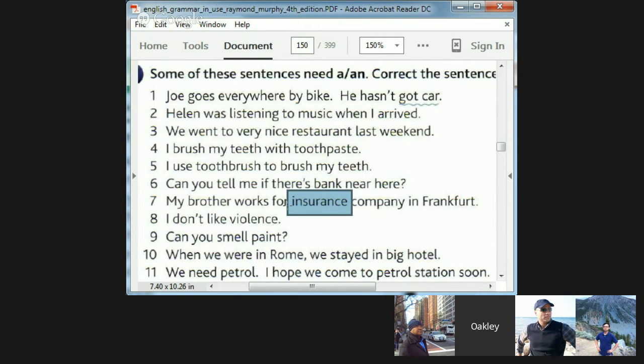The article, a, an, or the, always comes first. I said an insurance because there was a vowel sound. That is correct. It's one company. Even though the a or an is modifying company, we have that adjective in front, and it starts with a vowel sound. So you need an. That's correct. Very good.